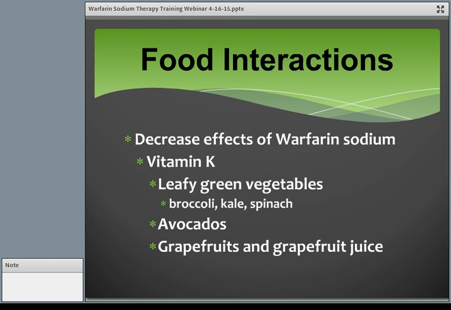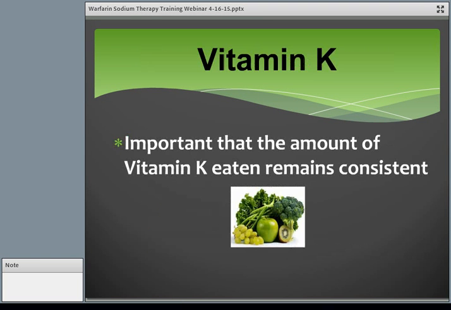Vitamin K is necessary for the body to form clots. However, a diet high in vitamin K works against the action of warfarin sodium and can make it hard to stabilize the PT, or the time it takes the blood to clot. While it is not necessary to avoid foods high in vitamin K, it is very important that the amount of vitamin K eaten remains consistent, a well-balanced amount each day. This will help the PT-INR to remain stable.